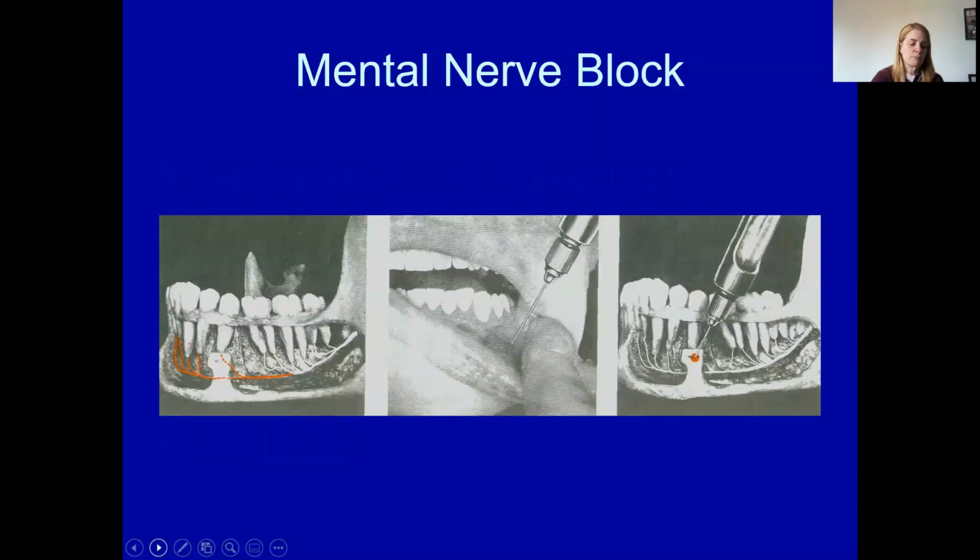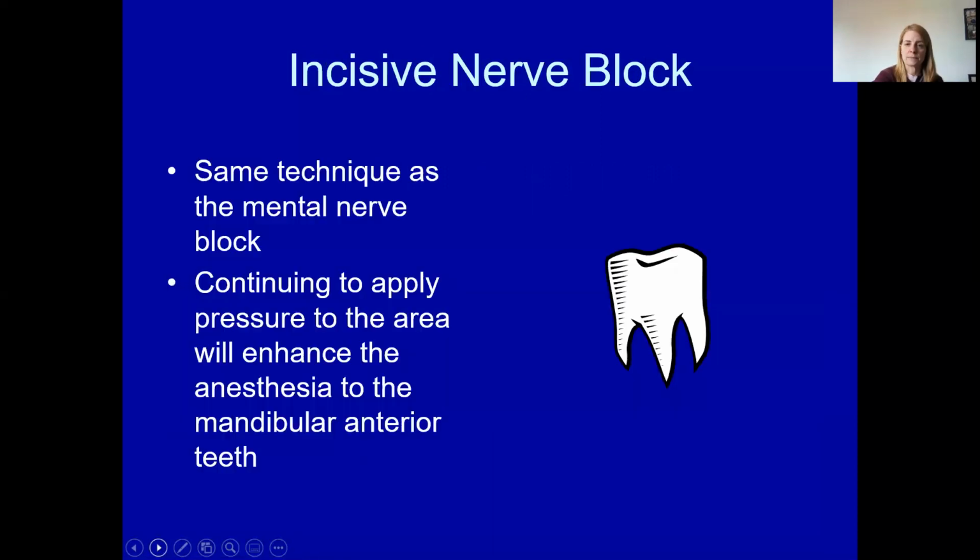For the mental nerve block, we are going to have the facial gingiva of the mandibular anterior teeth and first premolar, the skin of the chin, and the lower lip only. So no teeth with the mental nerve block.